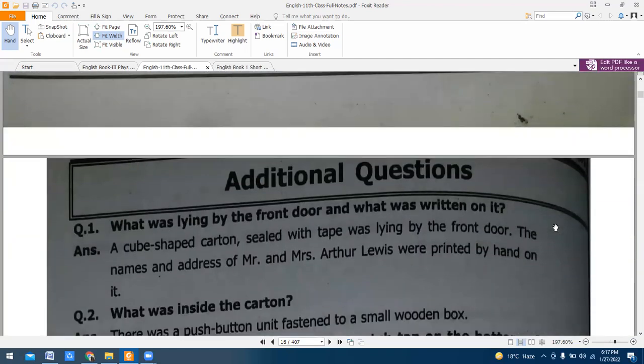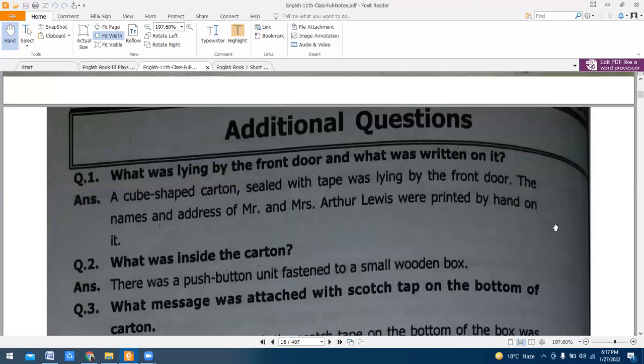Now, question 1 in additional. What was lying by the front door and what was written on it? A cup-shaped carton sealed with tape was lying by the front door. The name and address of Mr. and Mrs. Arthur Lewis were printed by hand on it.